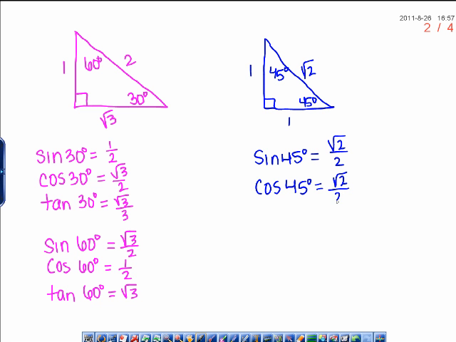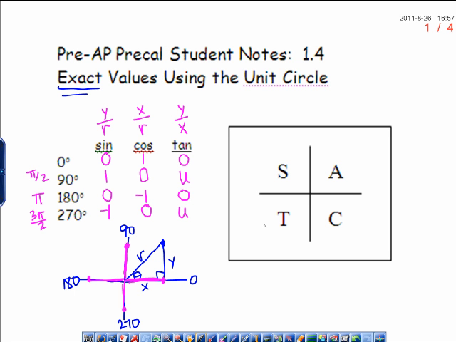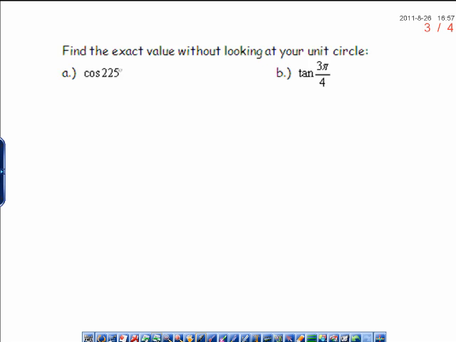Root 2 over 2. Tangent of 45, this is the easiest one of all because you've got 1 over 1, which is 1. And again, you could find cosecant, secant, and cotangent by taking the reciprocal of these numbers. So this information plus this chart and these quadrantal angles are going to allow us to do exact values. Alright, so let's move on to an example.